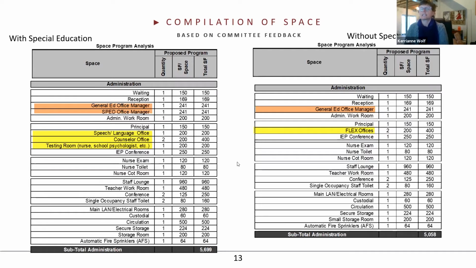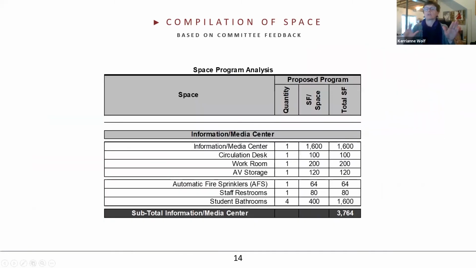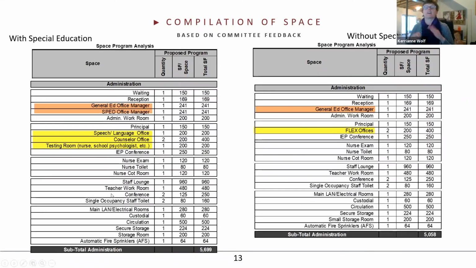So let's take a look at some of the other spaces that are here. All the other spaces on the left-hand table and the right-hand table are the same. We're going to have a waiting area, a reception space, a workroom, principal's office, spaces for the nurse to exam, a toilet room, a cot room. Do we need a shower in the nurse's office here? No. Okay.